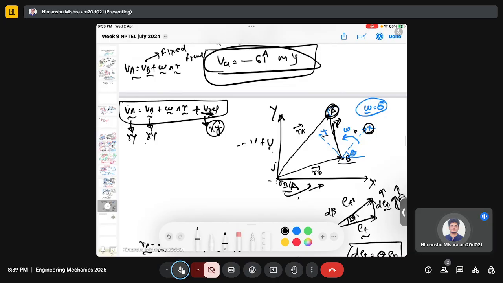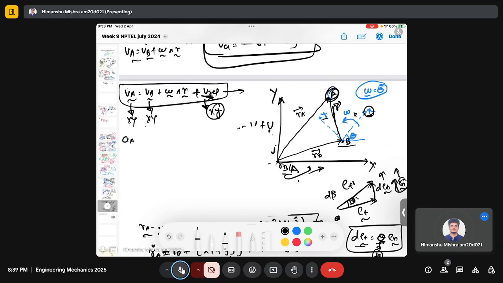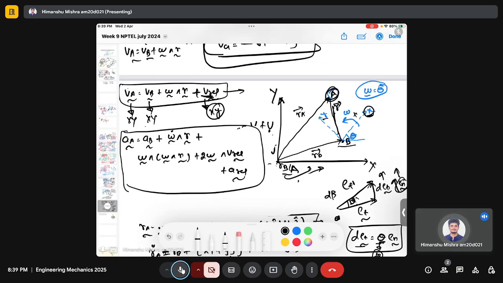When we take the time derivative of this equation as well, we can write down the equation of acceleration of point A as AB plus omega dot cross R plus omega cross (omega cross R) plus 2 omega cross the relative velocity plus the relative acceleration. So this is my expression of acceleration.